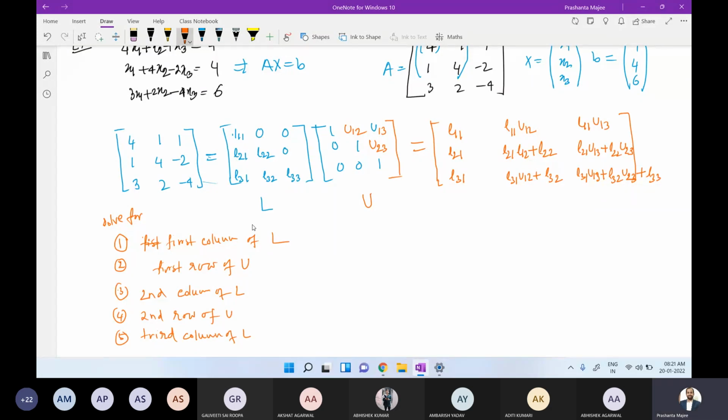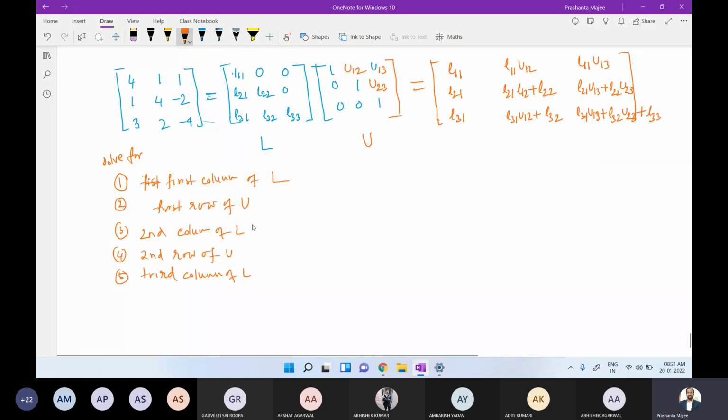If the diagonal elements of the L matrix have to be 1, then you will solve the first row of U, then the first column of L, then the second row of U, then the second column of L, then the third row of U. In that order you will be solving. Now use this order and tell me what is L and what is U. You have to solve it.